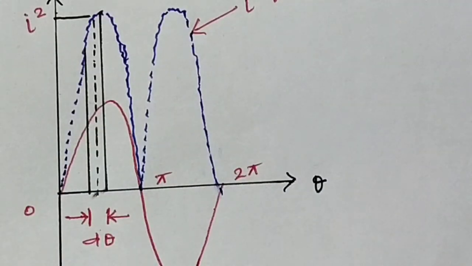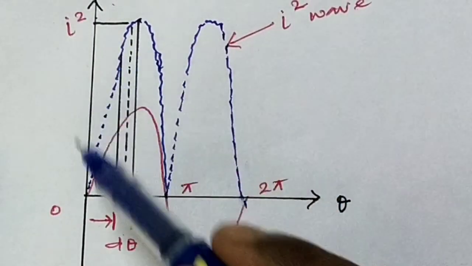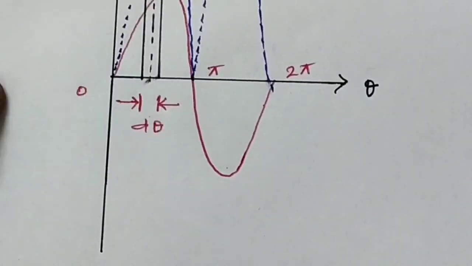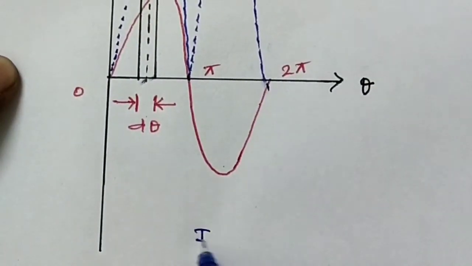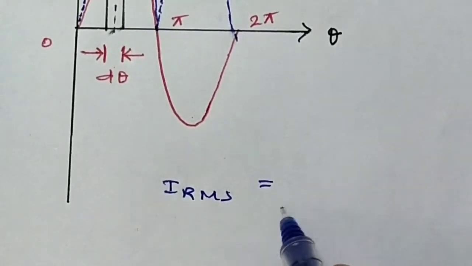The sum of the squares of all the current over one cycle gives the area of one cycle of the squared wave. So write down that equation. The IRMS value is the square root.